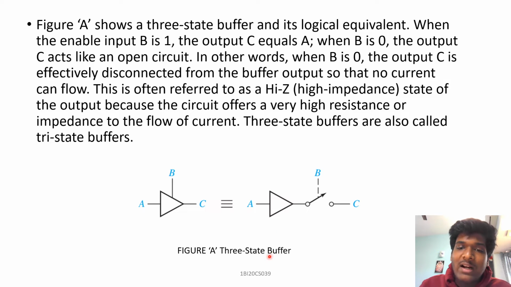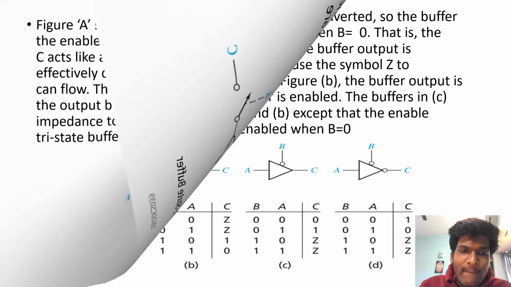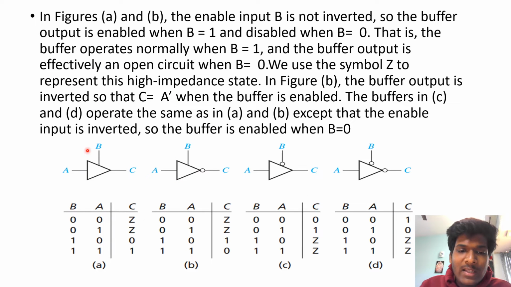This is known as a high Z or a high impedance state of the output because this circuit will offer a very high resistance or impedance to the flow of current. In figures A and B, the enable input B is not inverted. So the output C will be enabled only when B is equal to 1.